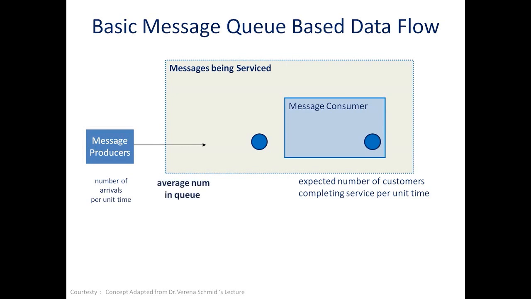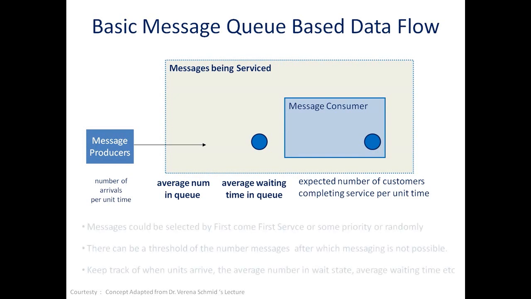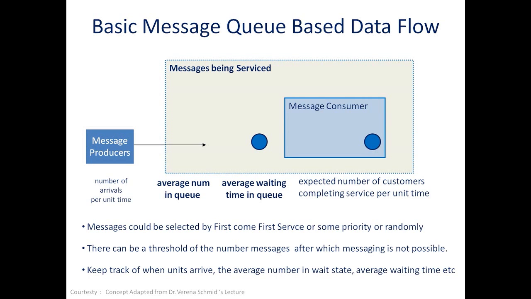So what are the elements to keep in mind? One, the average number of messages that could be in such a queue. Two, the average waiting time in the queue. These are important considerations. In addition, of course, there are certain other considerations like how to process the incoming messages. Do you want to use first come first service or some priority or some randomness? Not only that, whether you want to even allow the message producer to send across messages if the queue is full or something, there are different tactics that you can play within it.